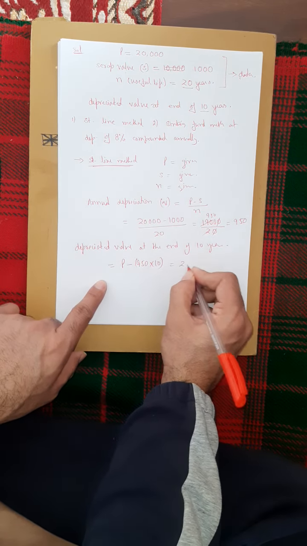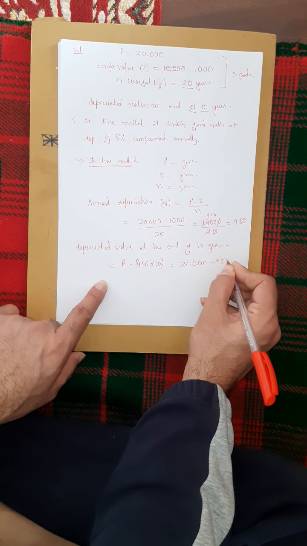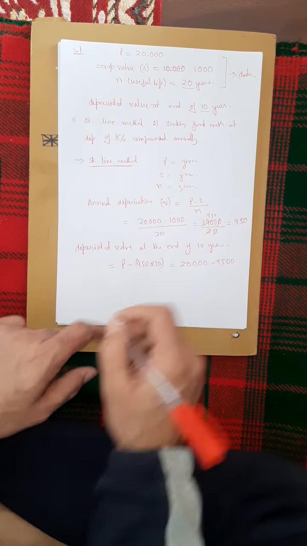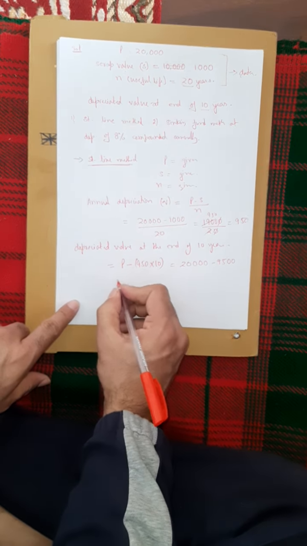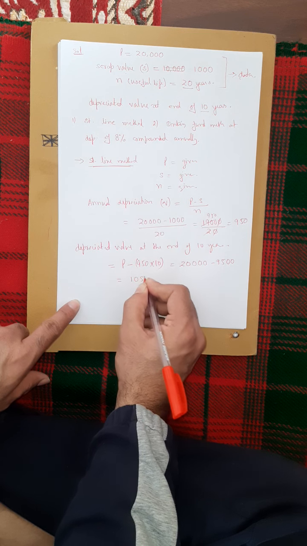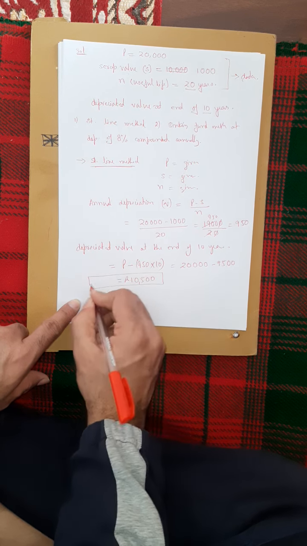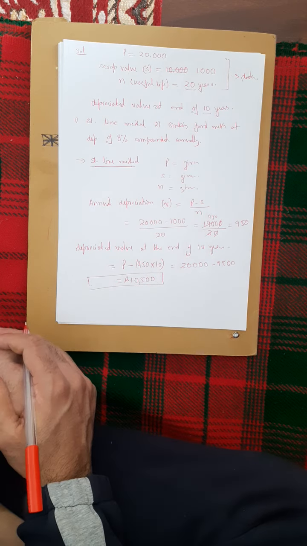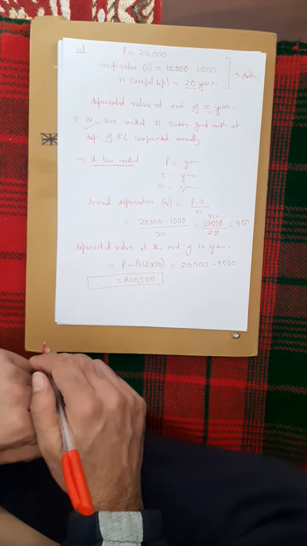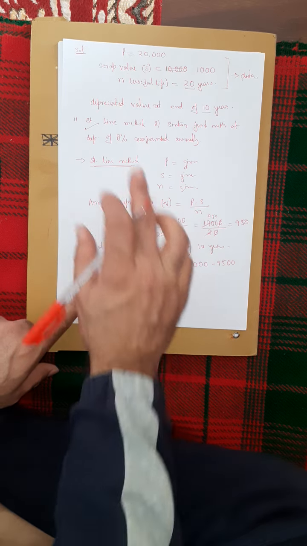It will be 20,000 minus 9,500. So 20,000 minus 9,500, it will be 10,500. So this will be the cost of the transformer after 10 years using the straight line method. So you calculated the cost of the transformer after 10 years using the straight line method.